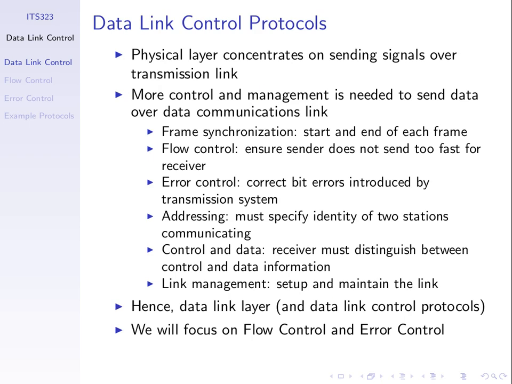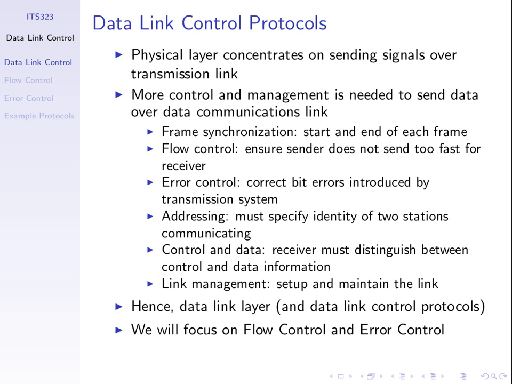So what are some of the things that data link control protocols do? There's a set listed here: frame synchronization, flow control, error control, addressing, control and data, link management. These are some of the features of data link layer protocols. Instead of dealing with just a sequence of bits, which is what the physical layer deals with, as we move up to the higher layers, we start to package those bits. And we talk about a set of bits, say, as a packet or a frame. So we usually group the bits together. In the data link layer, we often call it a frame. So we say we take 1,000 bits, and that constitutes one frame. And we deal with it on a frame-by-frame basis as opposed to a bit-by-bit basis.